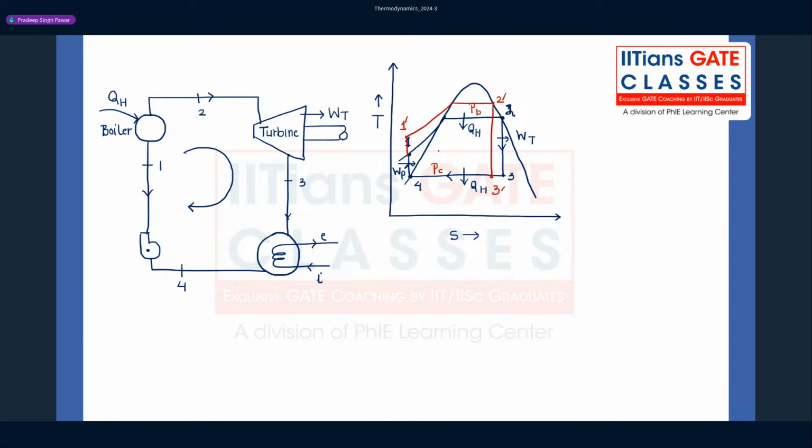Now what happens when we compare the original cycle with the new cycle? What are the differences that we see? In thermodynamics, we talk about the concept of mean temperature of heat addition. That's an important concept. If you look at the process 1 to 2, which is marked here, and the process 1 dash 2 dash, let me explain the concept of mean temperature of heat addition.